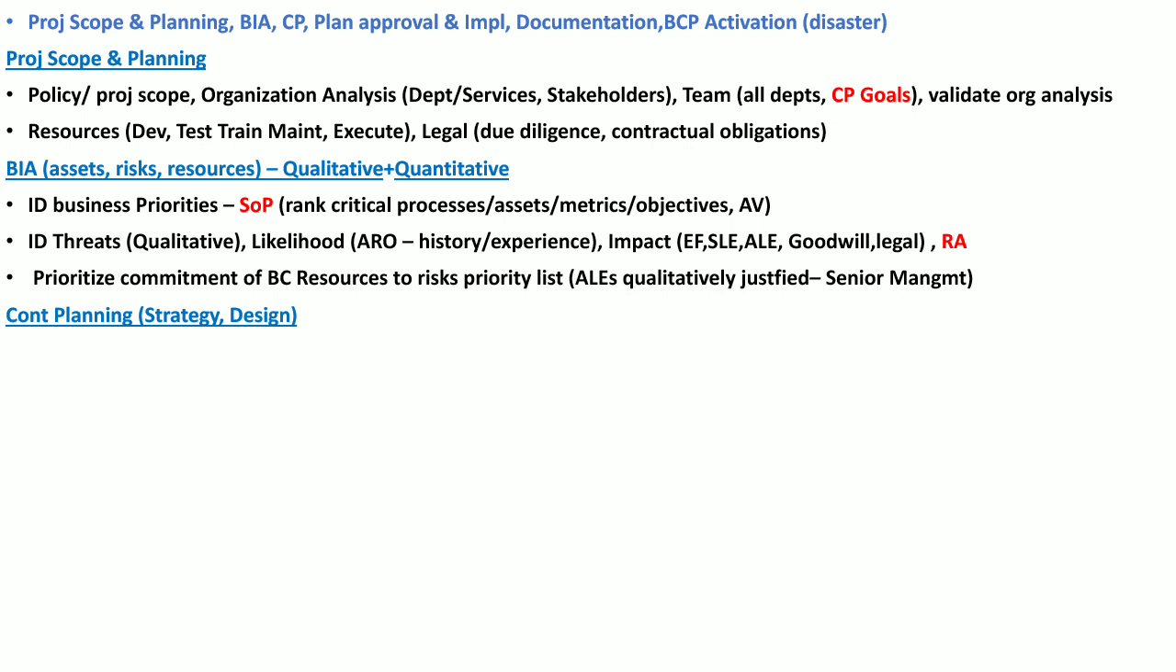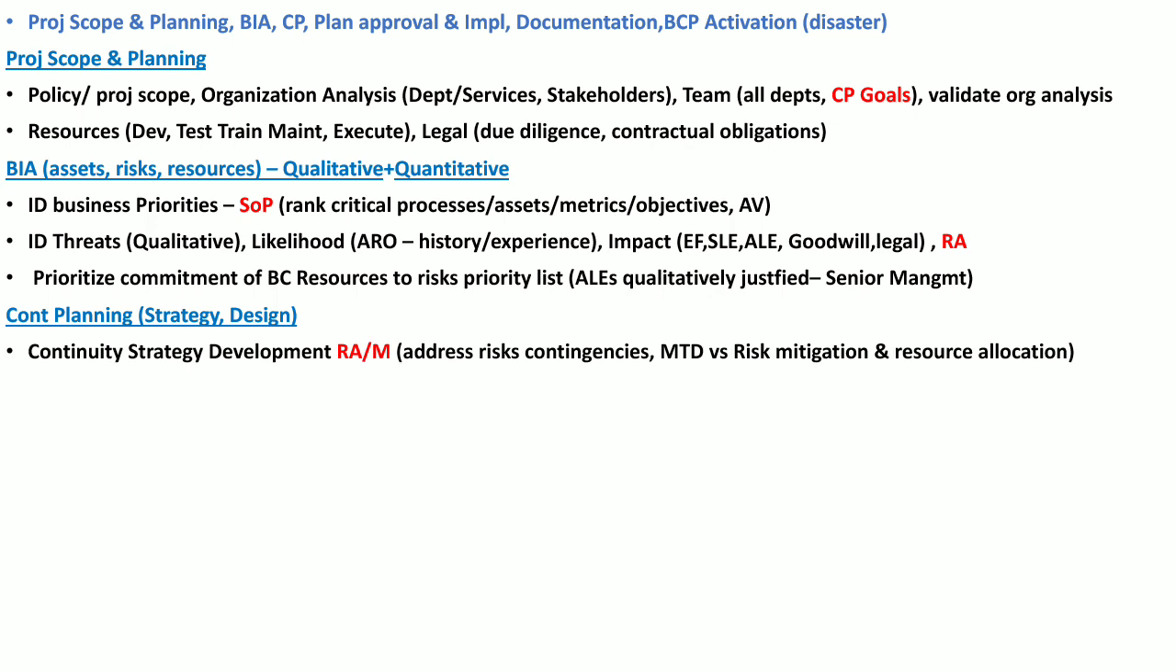After carrying out business impact assessment, the activities of project scope and planning and business impact assessment are not actually developing the plan. Now in this phase of continuity planning, we start developing the BCP strategy, or we start designing the BCP resources as per this strategy.